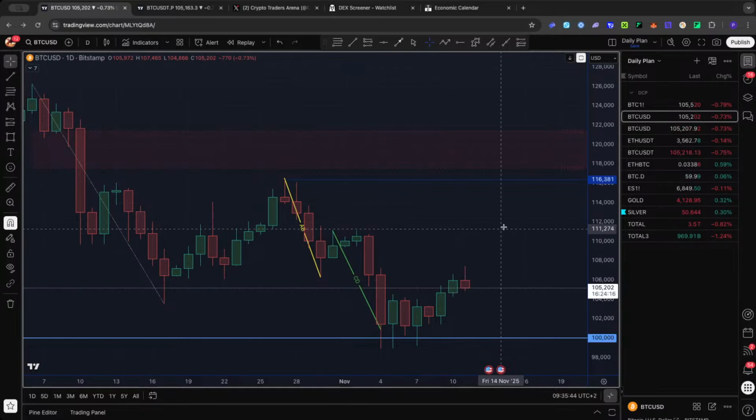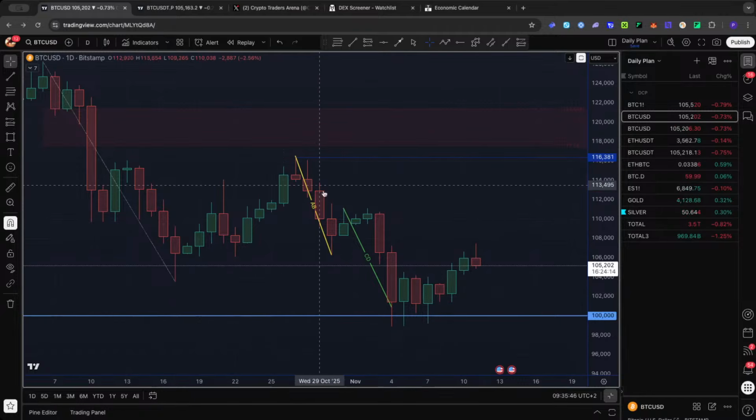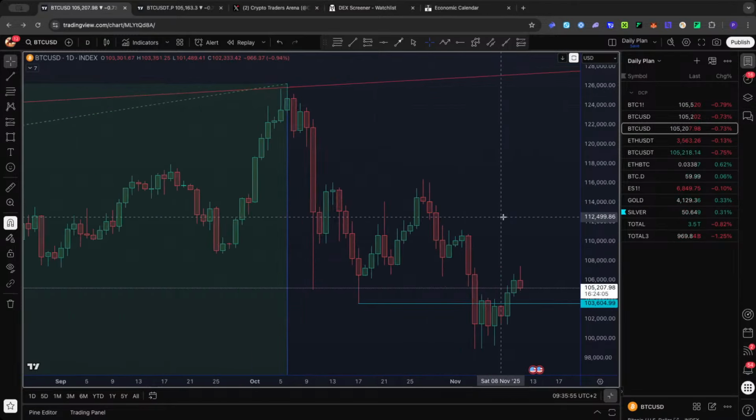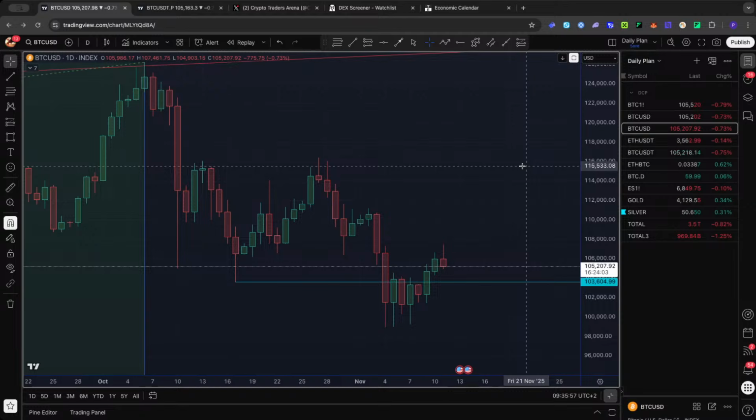You can see it on this template. AB equals CD, the smaller one, completed. W. For the moment, 100K hold, which is really nice. Similar on this one. On daily.